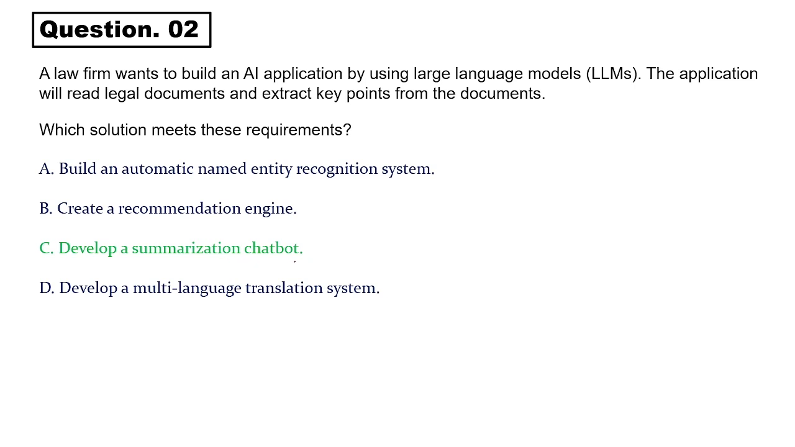Option C, develop a summarization chatbot, is the correct answer here, because the law firm wants to extract key points. You can see the requirement of the question. They want to extract key points. So this aligns with the goal of summarization, right? And a summarization chatbot powered by a large language model can read through the legal documents and provide concise and accurate summaries that capture the essential points, making it the most appropriate choice. So you are extracting the key points, that is the summarization. So option C is the correct answer over here.